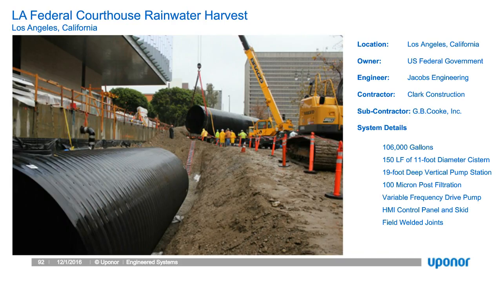Another project we recently closed was the LA County Federal Courthouse. This one was very interesting. This was a rainwater harvest and reuse application for 106,000 gallons. The big challenge on this project, it was immediately adjacent to a roadway and the building, and we had to design the structure to remain outside of the zone of influence of the structural footings, which we were able to do. As you can see in that configuration, this is a photo of the installation.